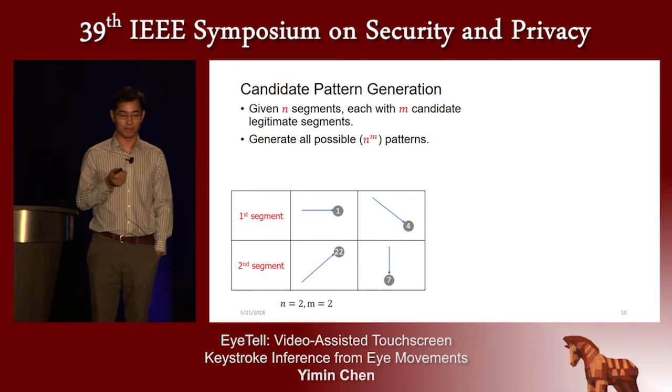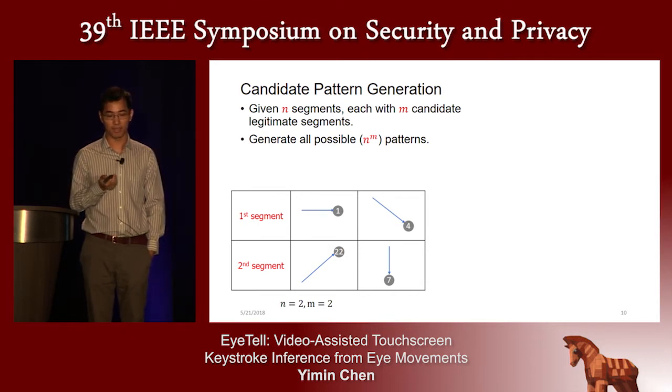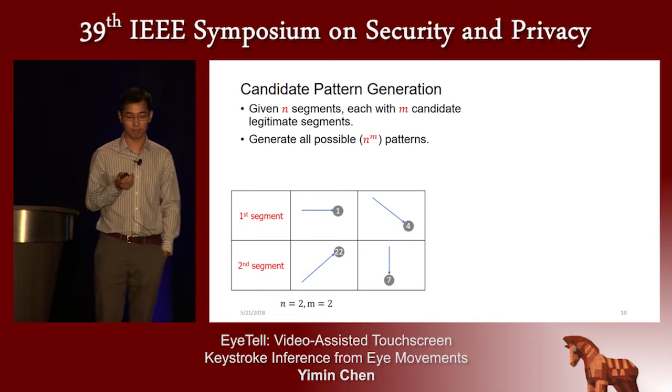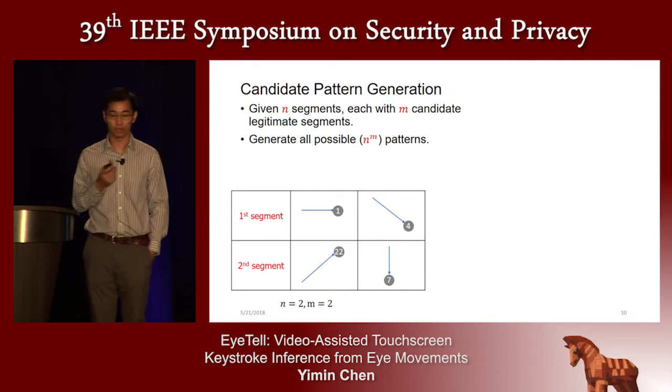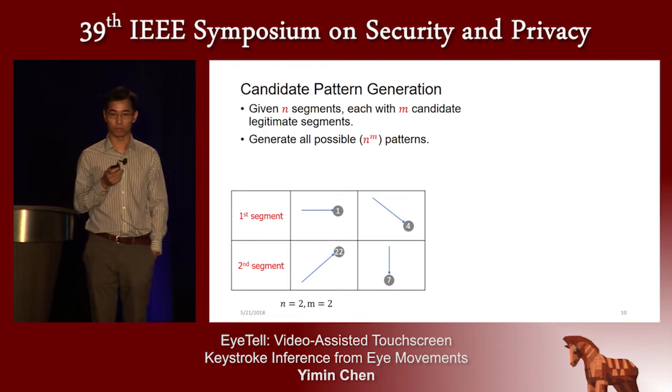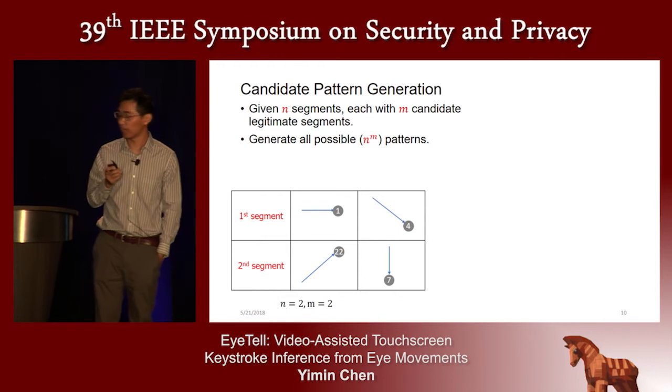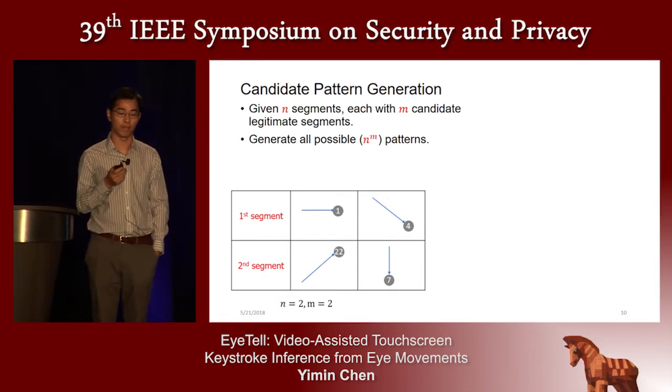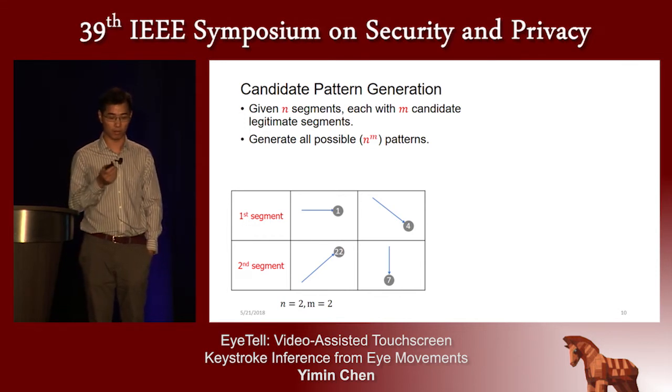And the next step is candidate pattern generation. Given n segments, each with m candidates, the total number of possible patterns is m to the power of n. In these slides, we will give one example when n equals 2 and m equals 2 to illustrate the whole process.